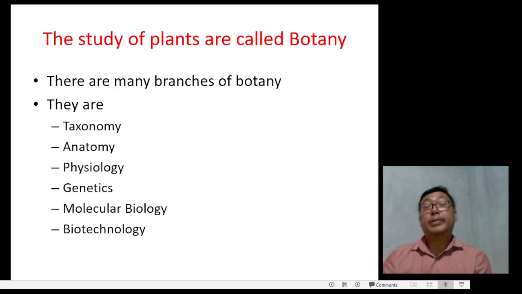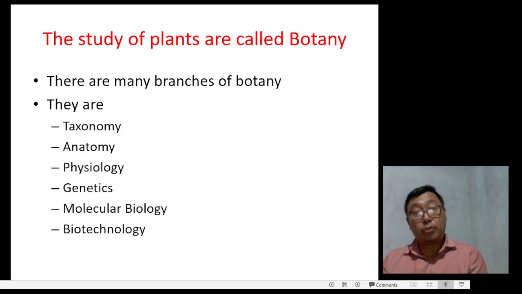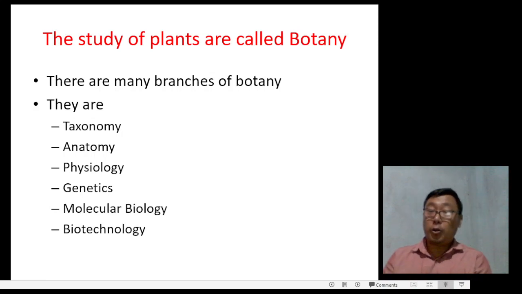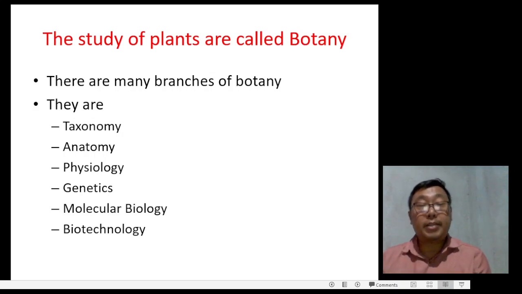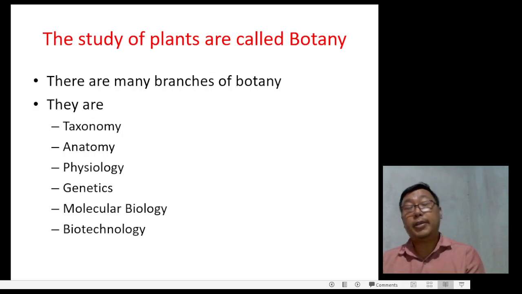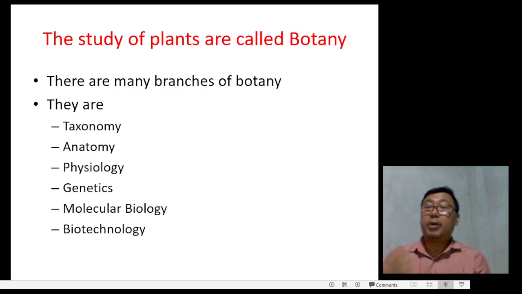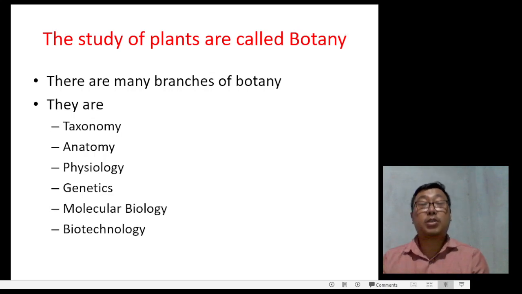They are taxonomy, when you study the morphology and classification and all, we call taxonomy. Anatomy, internal structure. Physiology, when you study the different physical activities which are happening inside the plants, that is what we call physiology. Genetics, when you study the inheritance of characters from the parents to the offspring, is what we call genetics.